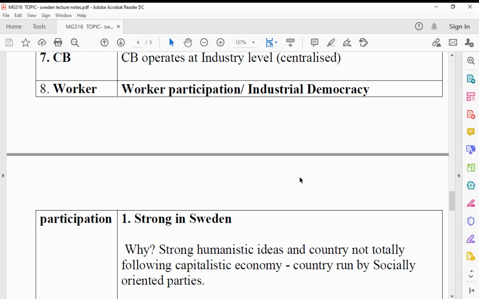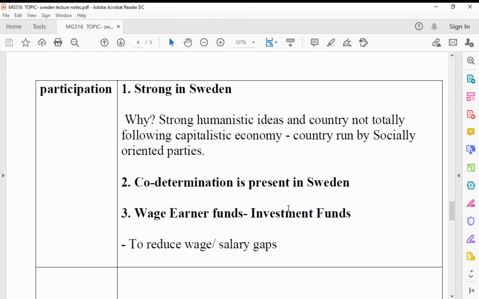So worker participation is really strong in Sweden. Why? Strong humanistic ideas, and the country also is not totally following the capitalist economy. The country is being run by socially oriented parties. This co-determination is present in Sweden, and they also have wage earner investment funds, and this is to reduce wage and salary gaps.